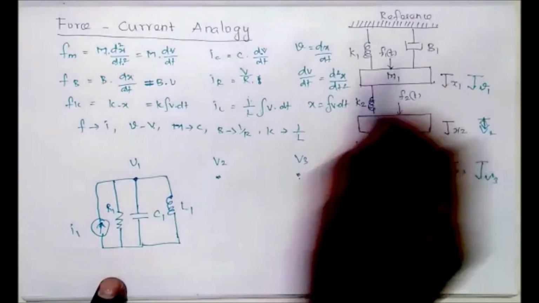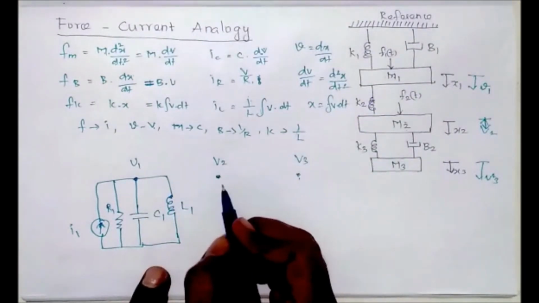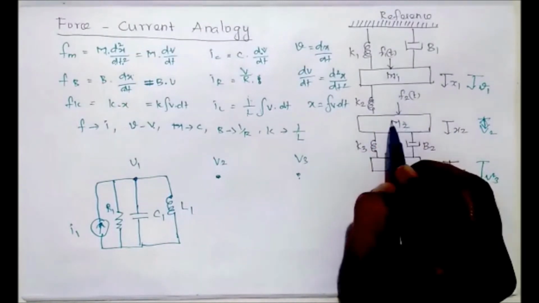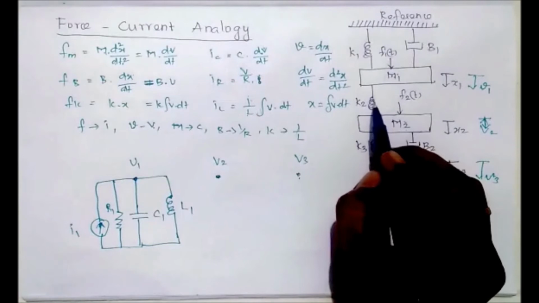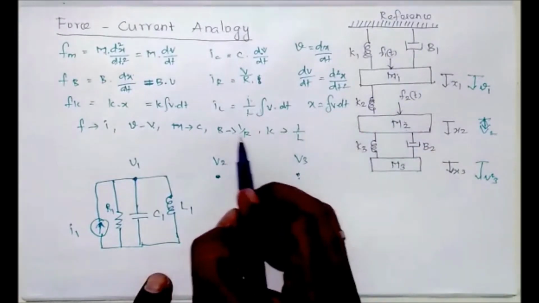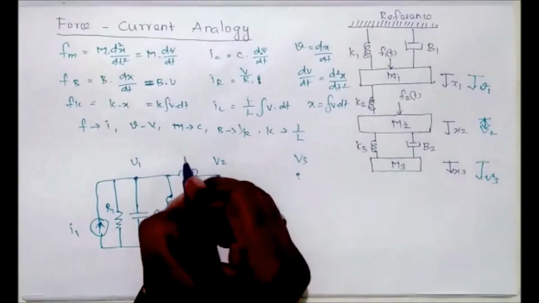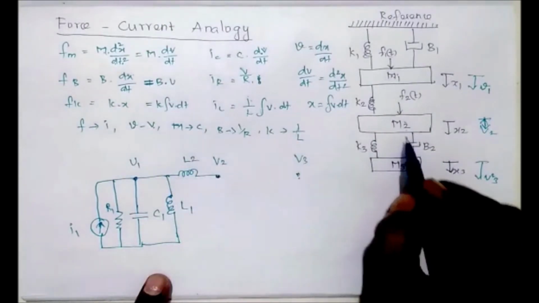Therefore here B1, therefore R1. Next mass 2. In between these two nodes there is one element, that is K2. For K2 L. Therefore here we have to use L. Its value is L2.